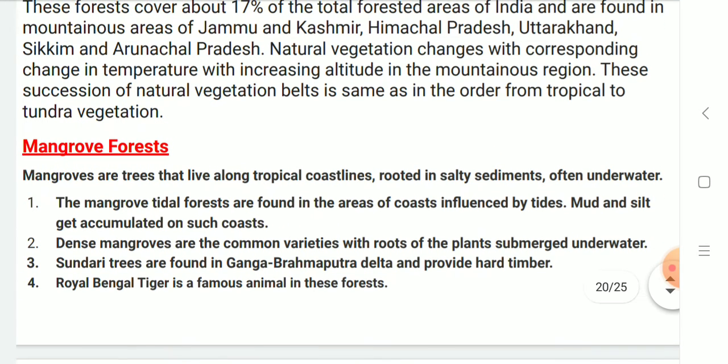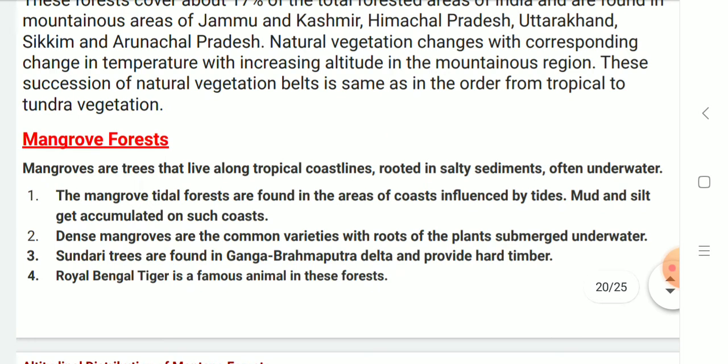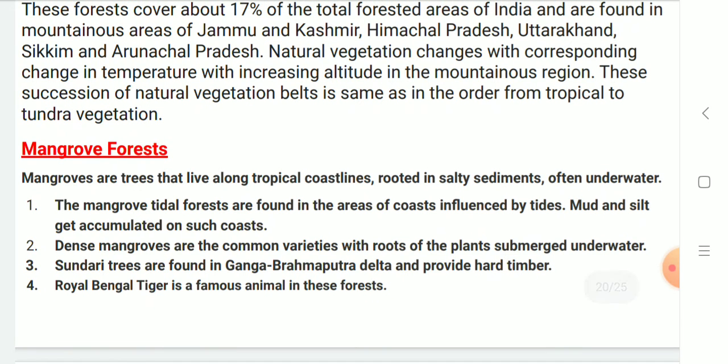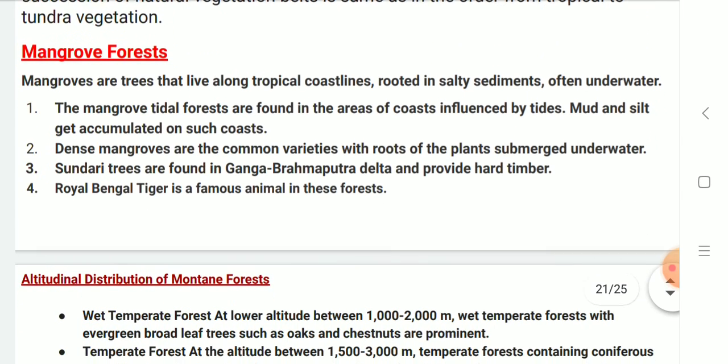Mangrove forests. Mangroves are trees that live along tropical coastal lines, rooted in salty sediments and often underwater. The mangrove tidal forests are found in areas of coast influenced by tides. Dense mangroves are the common variety, with roots of plants submerged underwater. Sundari trees are found in the Ganga Brahmaputra river area and provide hard timber. The Royal Bengal tiger is a famous animal in these forests.